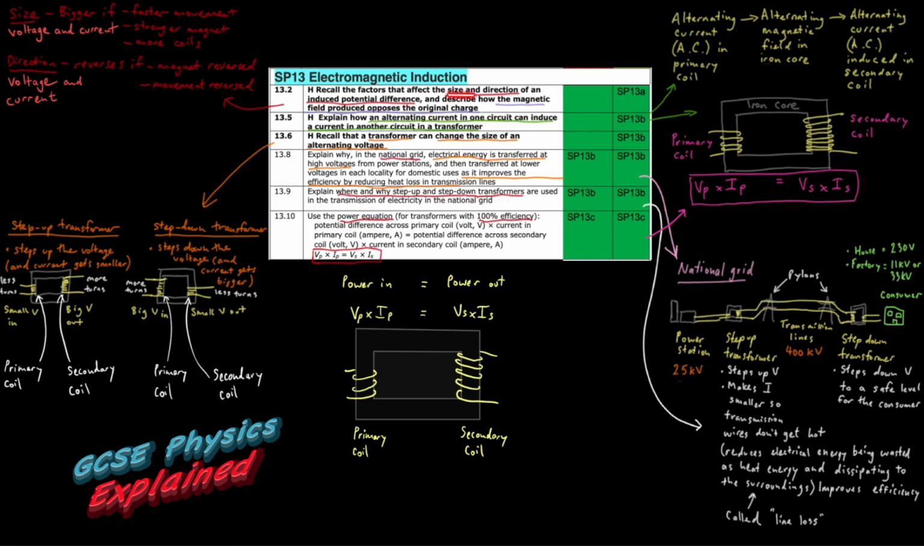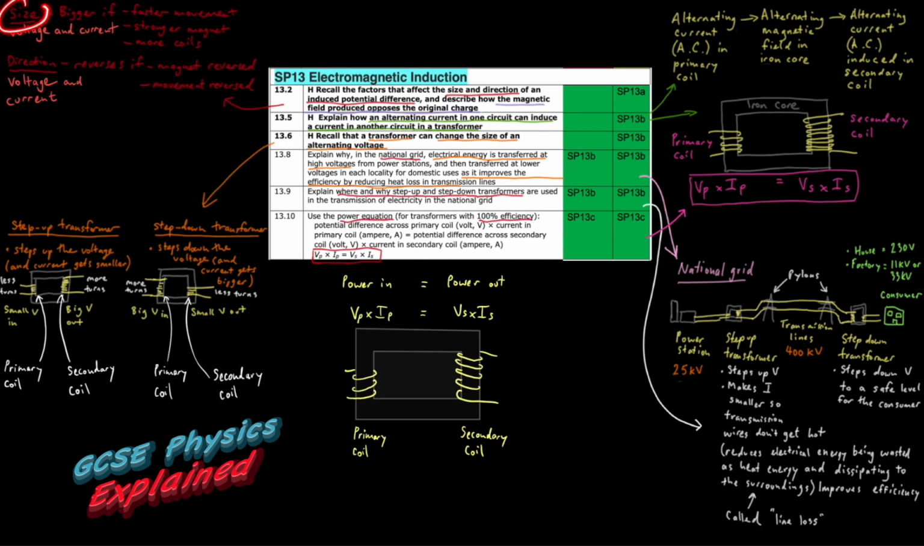In other words, the size and direction of the voltage, and describe how the magnetic field produced opposes the original change. That should say original change. So that's just something that'll get you 1 mark in an exam. Just say the magnetic field produced opposes the original change. Right, so the size and direction.